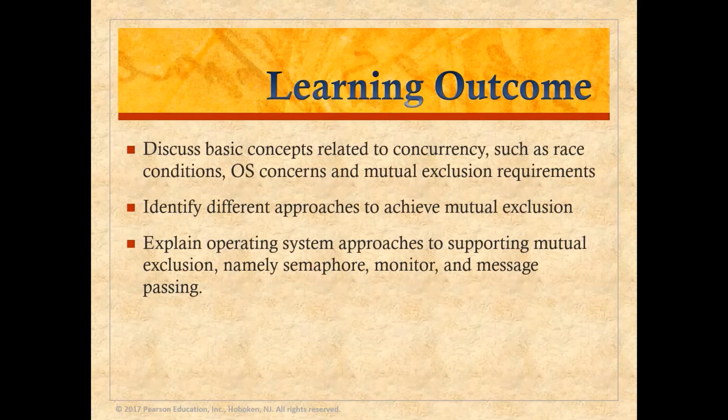So the learning outcomes for this topic are, by the end of this topic learning session, you are able to discuss the basic concepts related to concurrency, such as race condition or concerns and mutual exclusion requirements. The second learning outcome is to identify the different approaches to achieve mutual exclusion. And the third one is to explain the operating system approaches for supporting mutual exclusion, namely semaphore, monitor, and message passing.